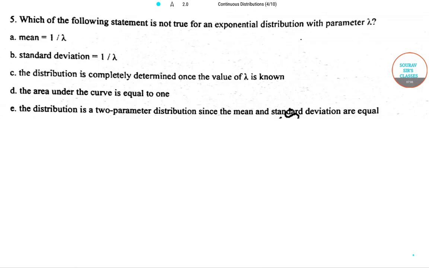Moving on to the next question. Which of the following statements is not true for an exponential distribution with parameter lambda? Well, let us first write the PDF of an exponential distribution.